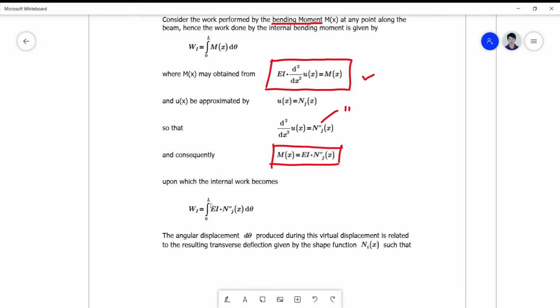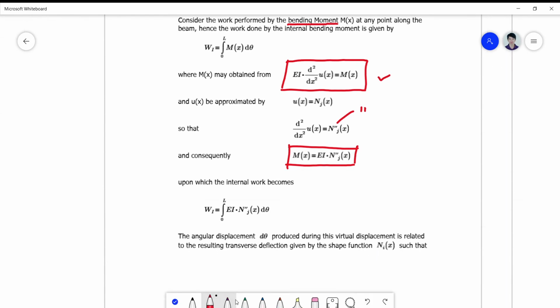So the internal work performed is now the integral from 0 to L of EI times N double prime jx multiplied by d theta, and equating your WI with the external work. Note that d theta is simply the angular displacement produced during this virtual displacement. It's actually related to the resulting transverse deflection given by the shape function Nix, whatever that shape function is. Your d theta will actually inherit it.